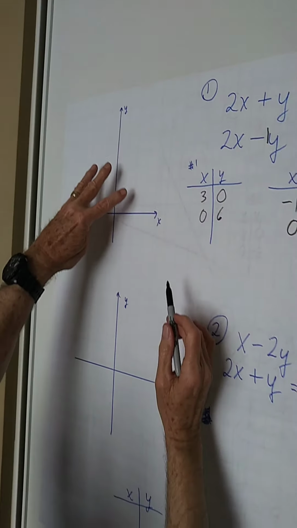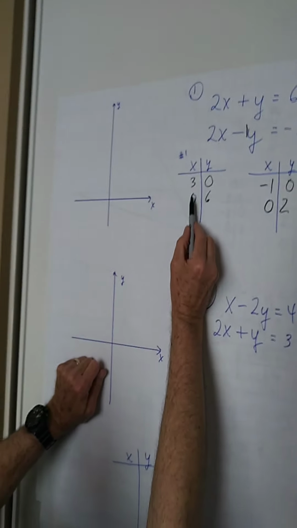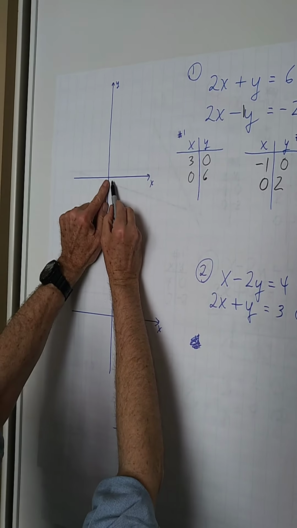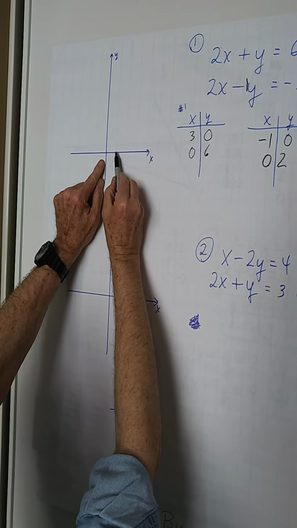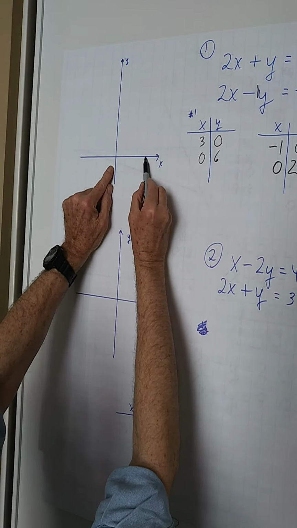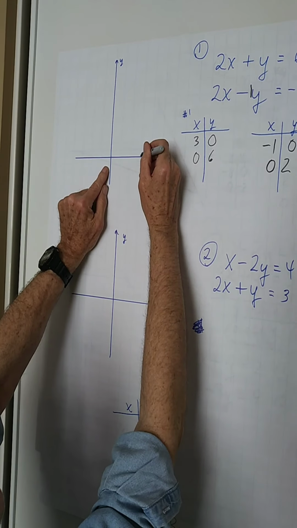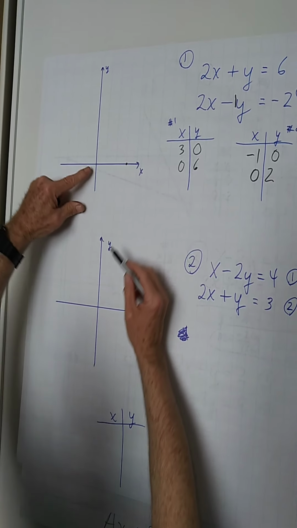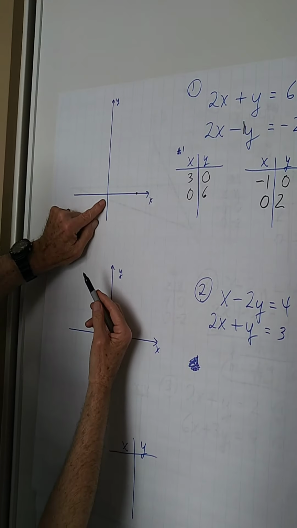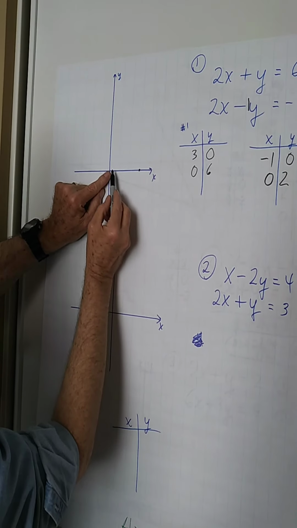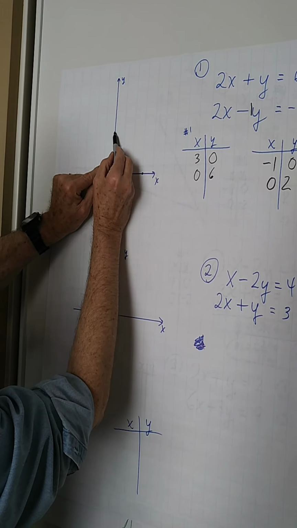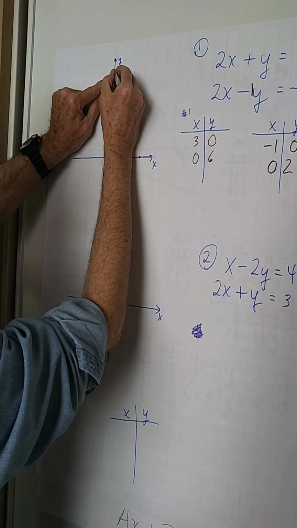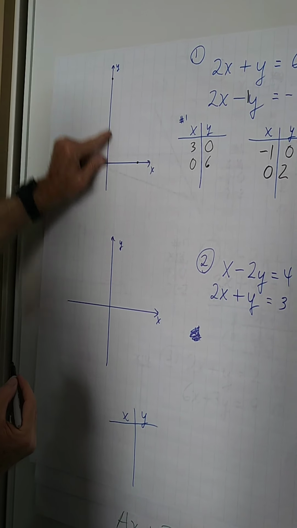Now we come over to the coordinate plane. Let's start with the facts for equation 1 and let's plot. 3, 0. Start at the origin. x is 3. 1, 2, 3. And y is 0. There's your x-intercept. 0, 6. x is 0. Going to have to come up 6. 1, 2, 3, 4, 5, 6. Y-intercept, x-intercept.